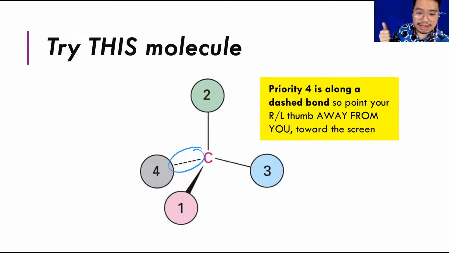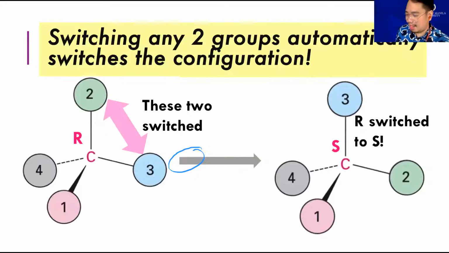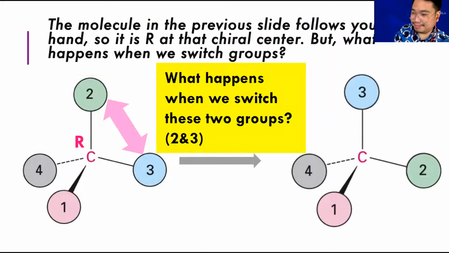Julian, Michael, Alistair, Kaya? Okay, great. The molecule in the previous slide followed the right hand, and that's why it is R. But what happens when we switch any two groups? In my case, I decided to switch 2 and 3. I took positions 2 and 3 and switched their positions. What happens to the configuration?